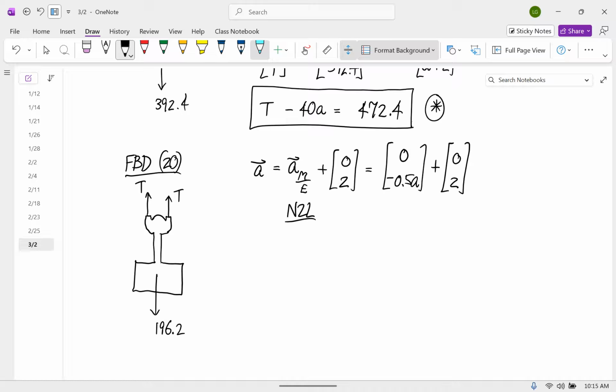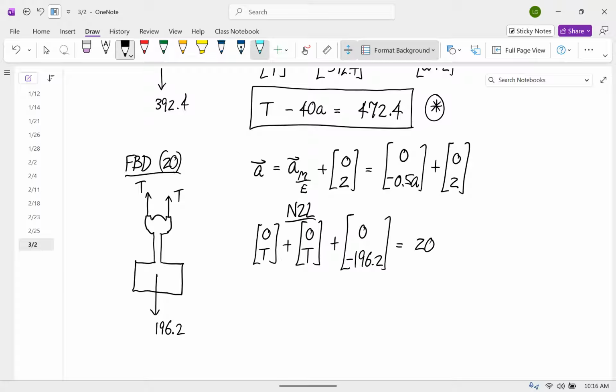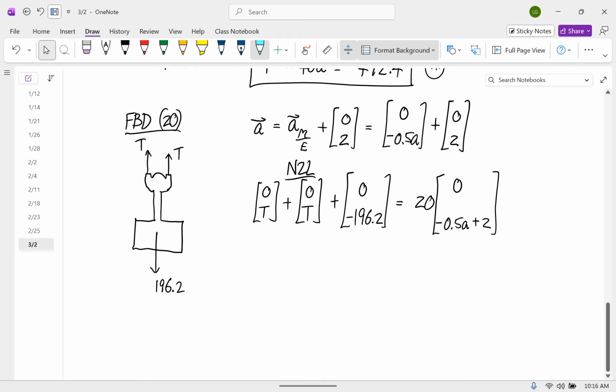And so Newton's second law says 0t plus 0t plus 0, negative 196.2 is equal to 20 times 0, negative 0.5a plus 2. So the equation that's useful to us is 2t plus 10a is equal to positive 196.2 plus 40. So that is 236.2.